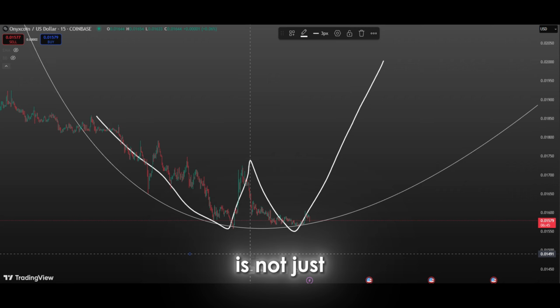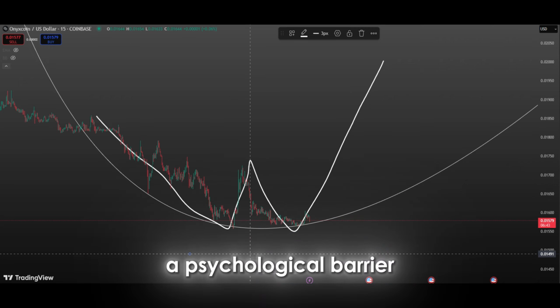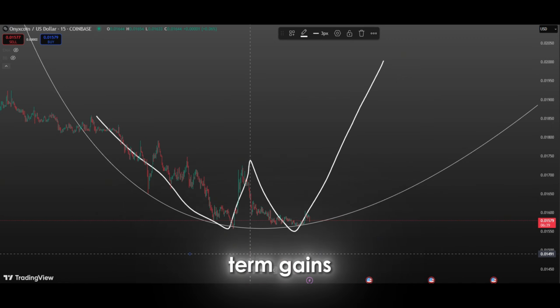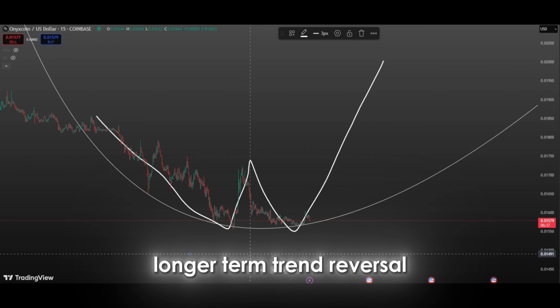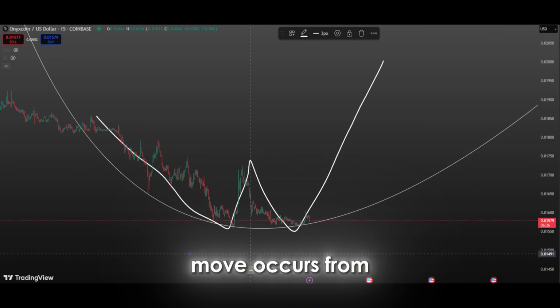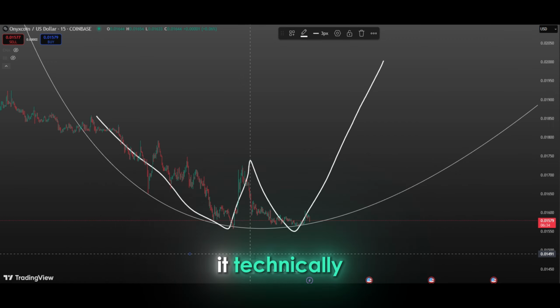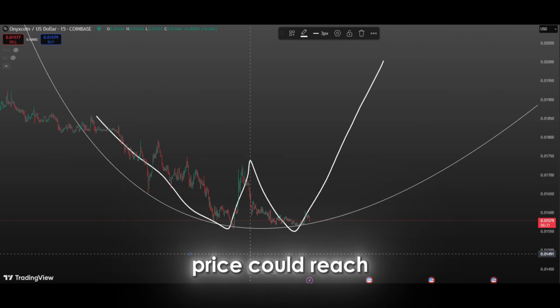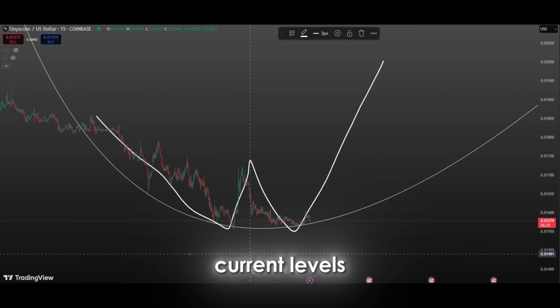This second bottom is not just a support level, it also represents a psychological barrier. Investors pay close attention to this level because a bounce from here can signal not only short-term gains, but also the beginning of a longer-term trend reversal. If an upward move occurs from this second bottom, it technically projects a target equal to the height of the formation. This means the price could reach significantly higher new target zones compared to its current levels. Therefore, the current price zone is both attractive and technically promising for investors.